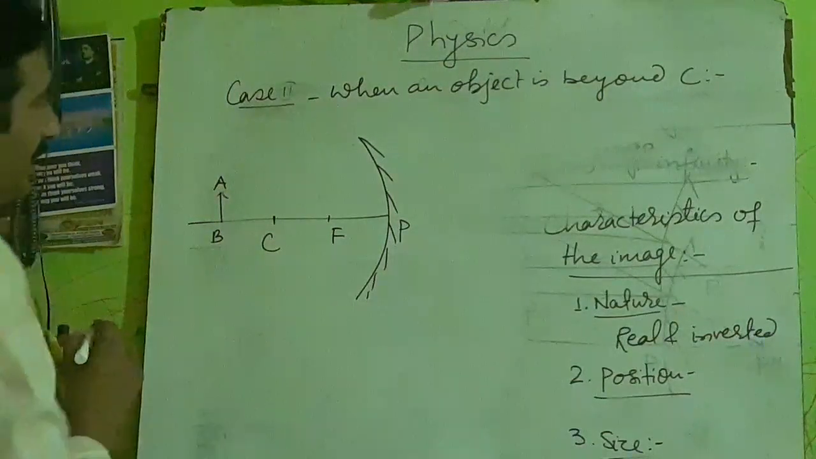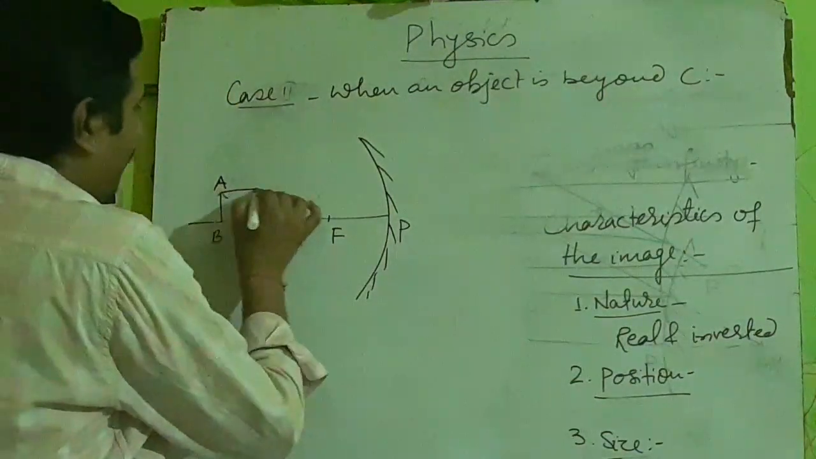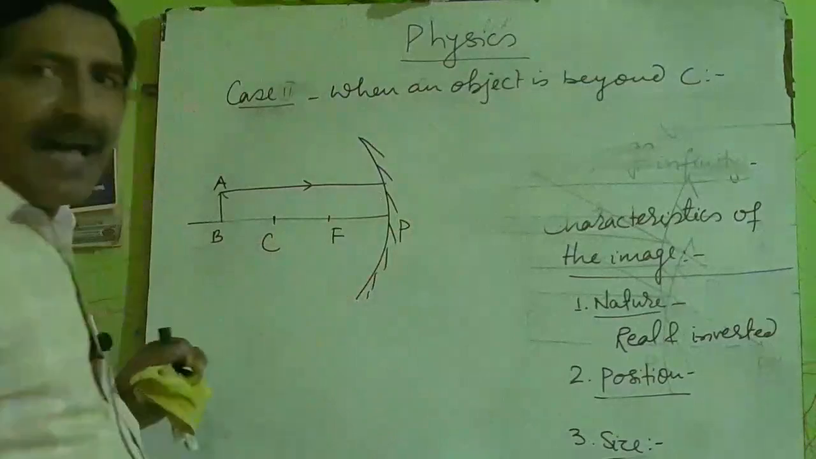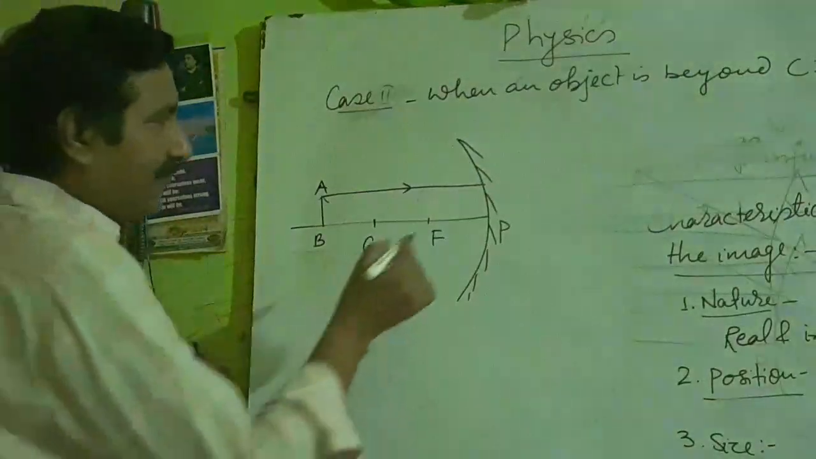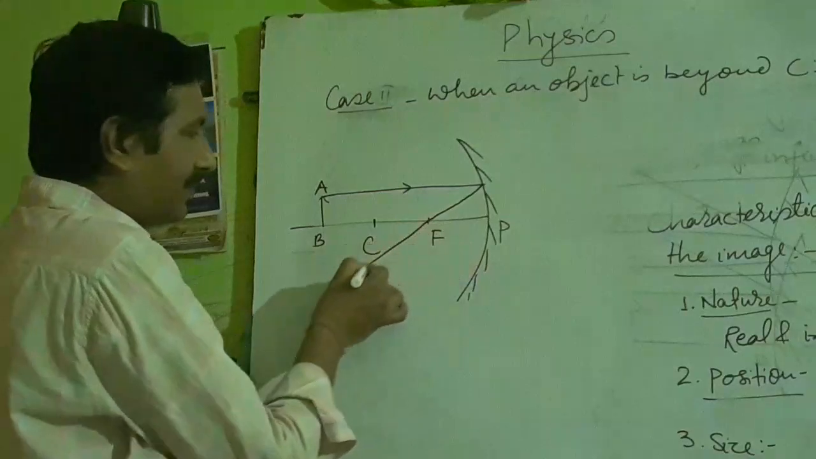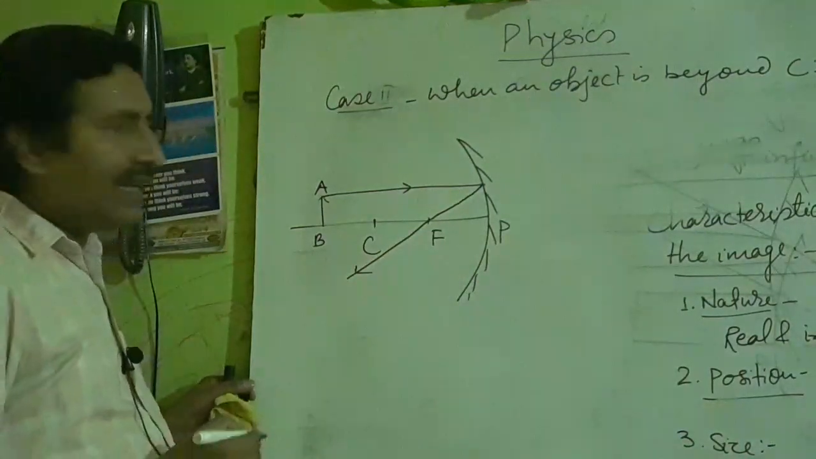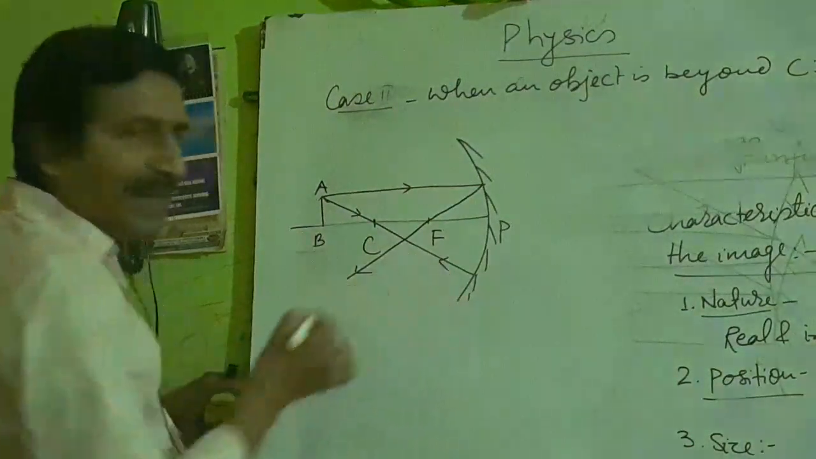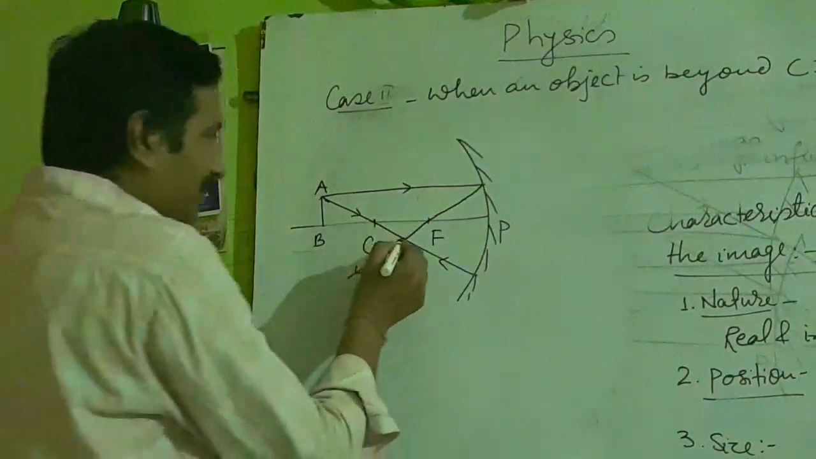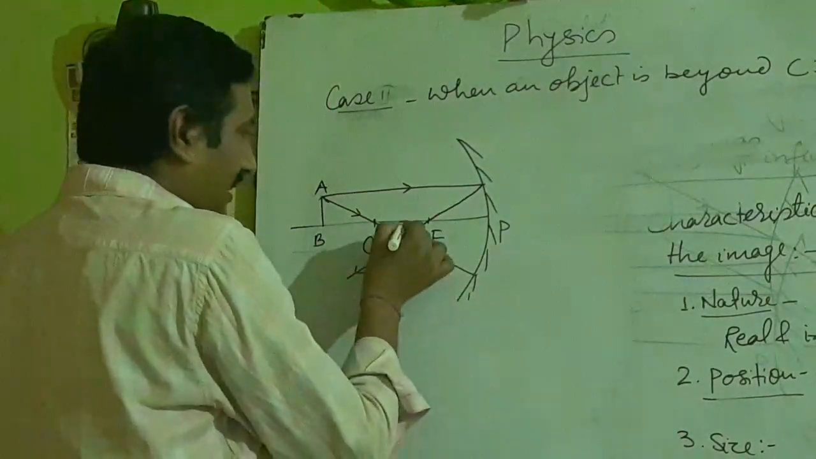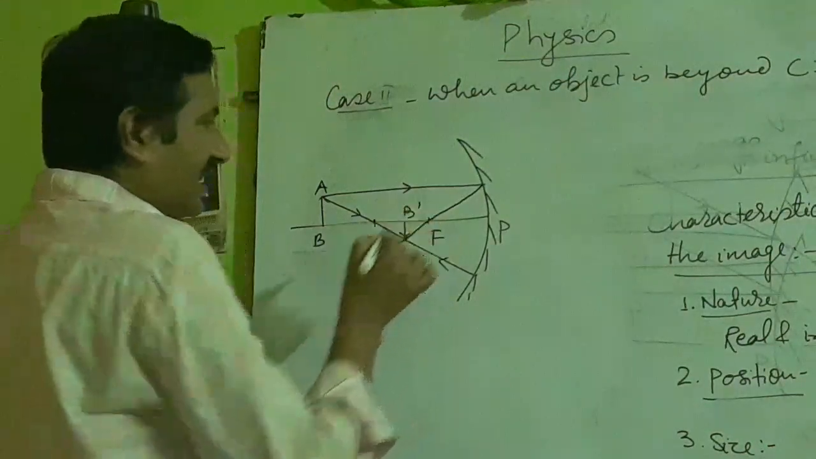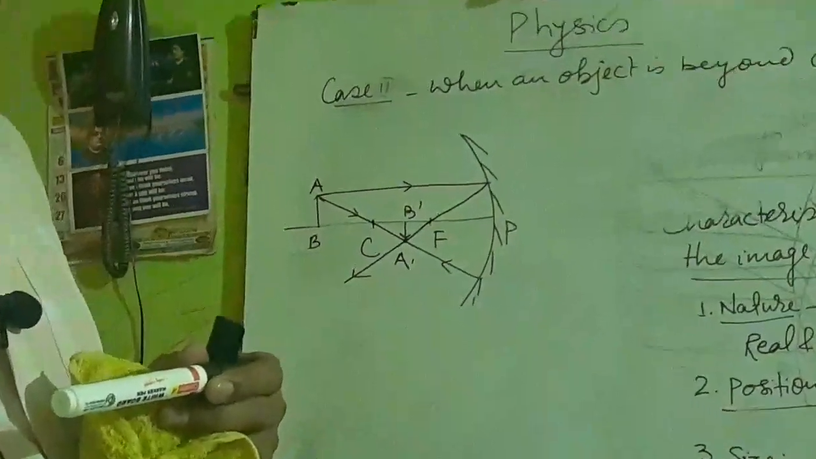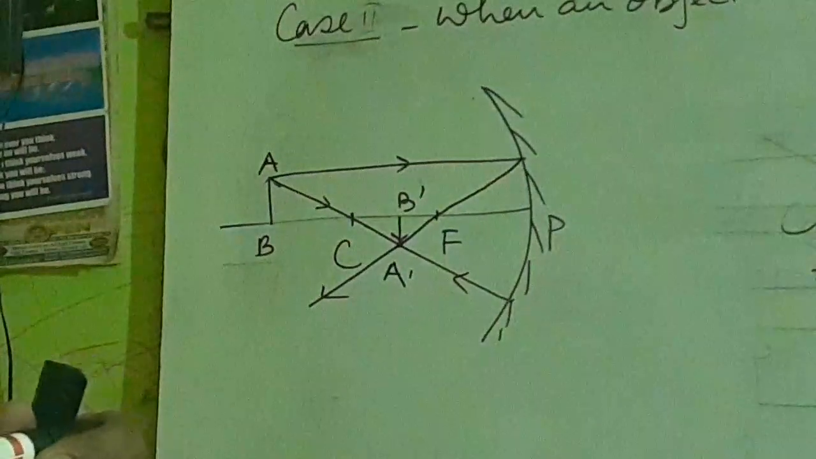One ray will be taken parallel to the principal axis. You see, this is parallel to the principal axis, and you know it will pass through focus after reflection. Another ray is incident through center of curvature. It will reflect back along the same path. So this will be the position of A dash, and A dash B dash is the image.